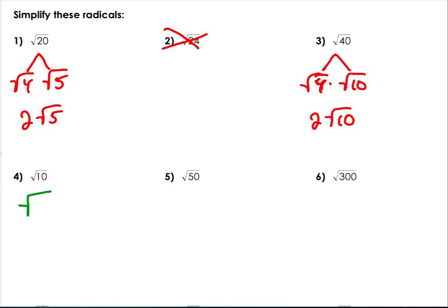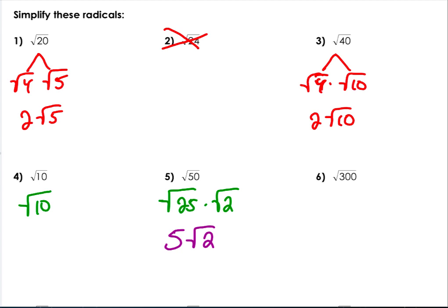Square root of 10 doesn't have any common factors, so I just leave it as square root of 10. Next one's a little trickier. What can go in 50? Well, I can do 25 times 2. But those are both still in square roots. They're both radicals. Now I find the square root if I can, and I get 5 square roots of 2.